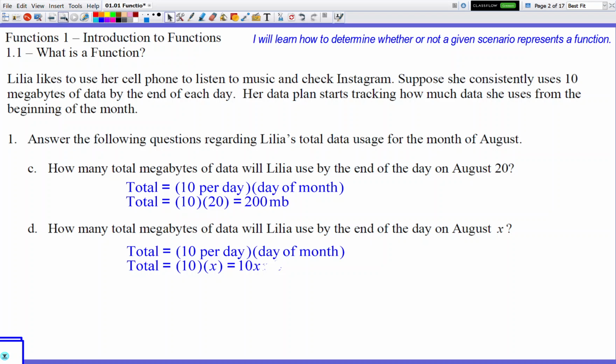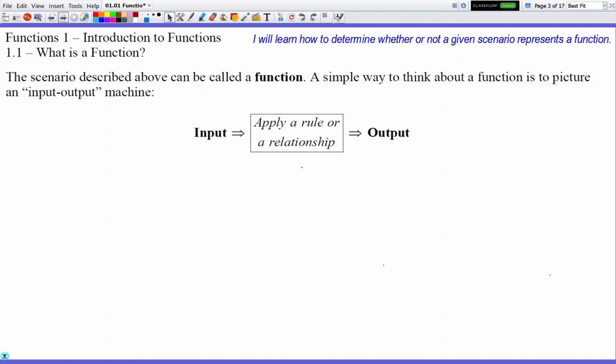So yeah, not too bad. Okay. All right, so this is what a function basically does. You plug in something, and when you plug it in, the rule or the formula or the pattern does its thing. And you get some kind of an answer or an output.